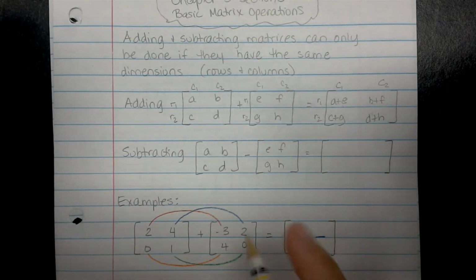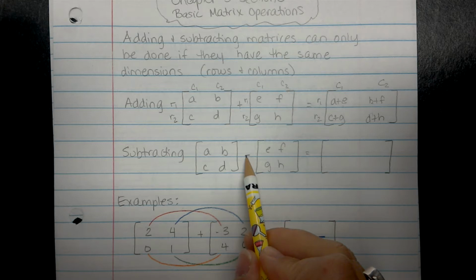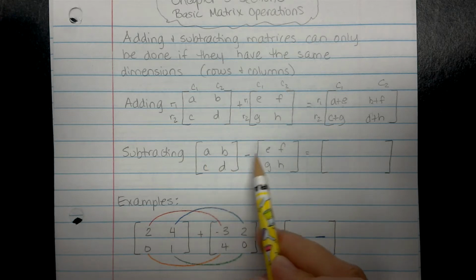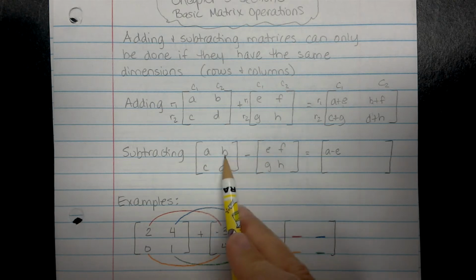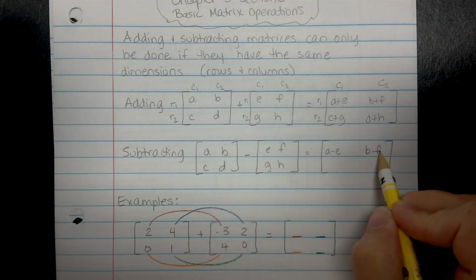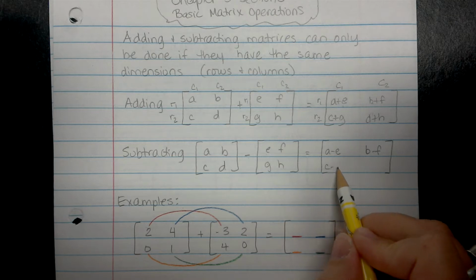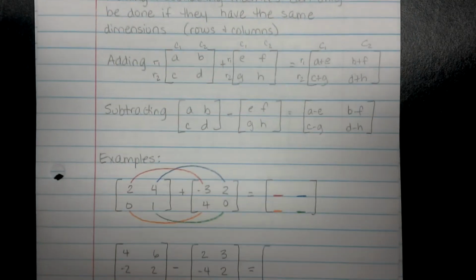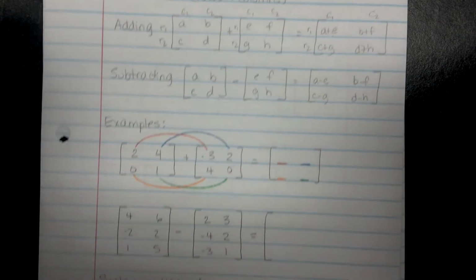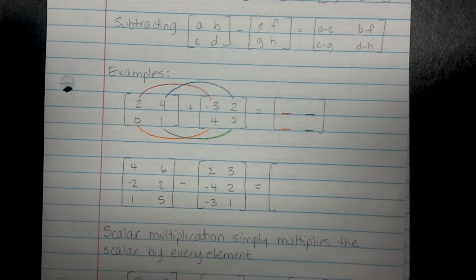Very similarly, if you're subtracting, you're going to do the same thing. It's A minus E, and they're in the same position they started. B minus F, C minus G, and D minus H. So that's pretty simple. All right, so let's do an example. I have a little bit of color coding here. So we want to add these two matrices.